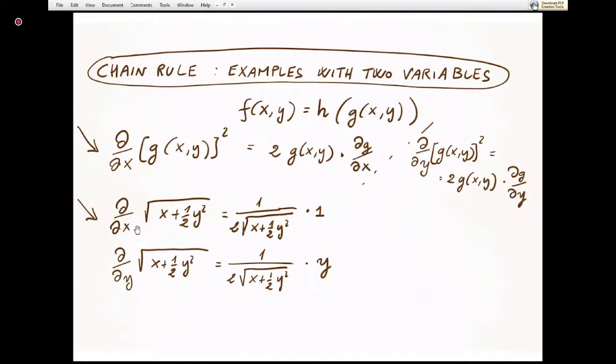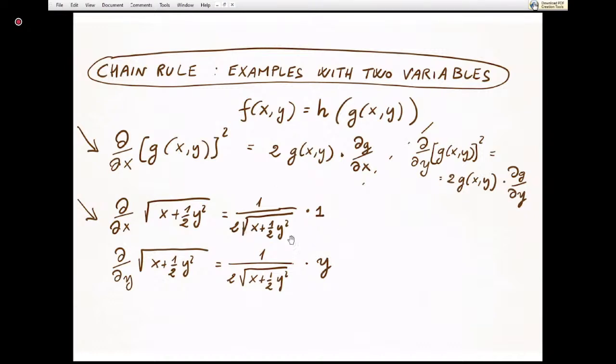Here is another example. The derivative with respect to x of the square root of x plus 1/2 y squared. Okay, take the derivative of the square root with respect to its argument. I want to compute the derivative with respect to x here. Derivative of the square root with respect to its argument is 1 over 2 square root of. So I write this in this way, times the derivative of the argument of the square root with respect to x, which is 1. Okay?